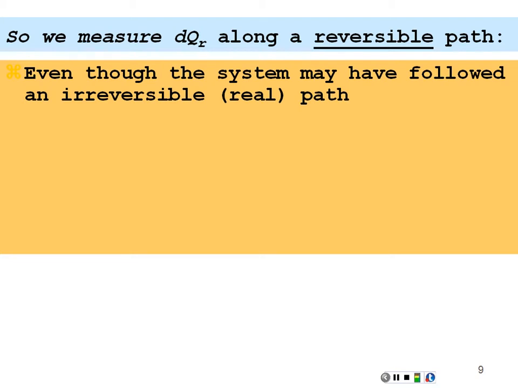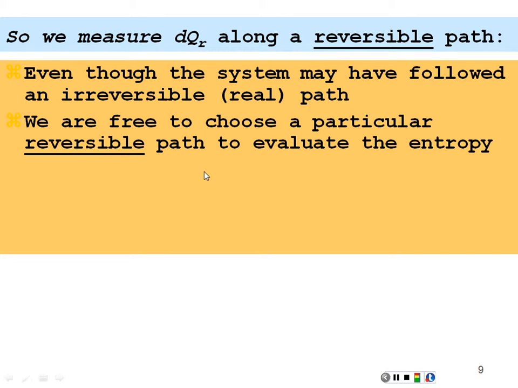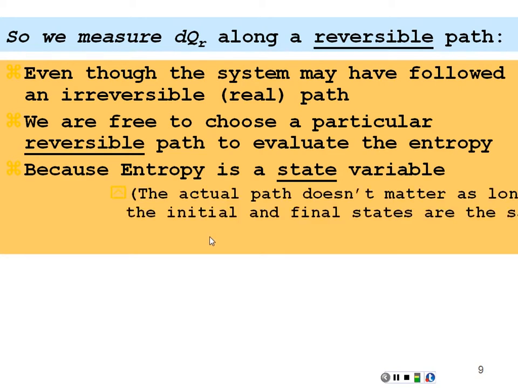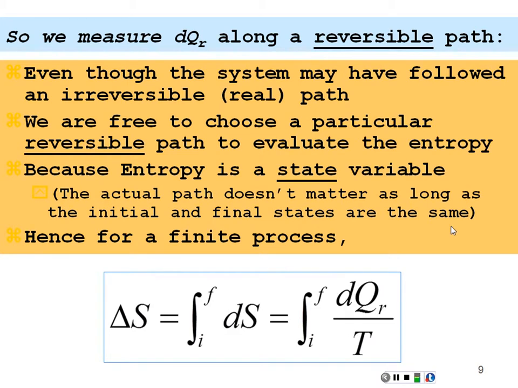We're going to choose the reversible path quasi-statically as it goes from point to point, so the path itself is not responsible for the change in entropy. It's not increasing the number of microstates, if you will, increasing our disorder in that sense. So we choose a reversible path because that is the best possible path for our change in entropy. We're free to choose a particular reversible path to evaluate the energy between any 2 states because entropy is a state variable. Actual path doesn't matter. Hence, for a finite process, we define our change in entropy as being the integral from initial to final of the infinitesimal change in entropy, the integration of our change of heat transfer along a reversible path over temperature.